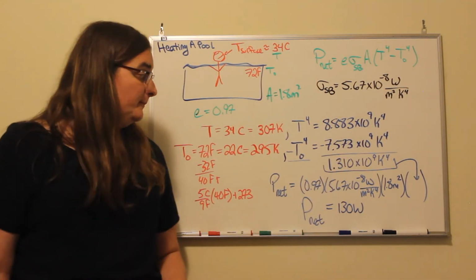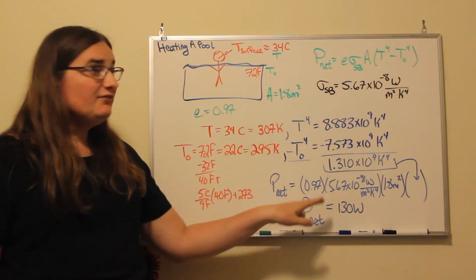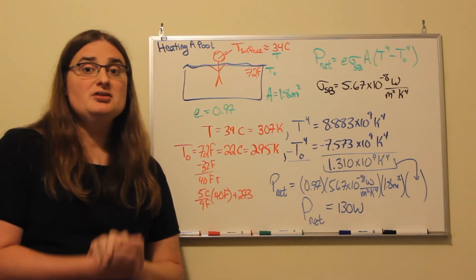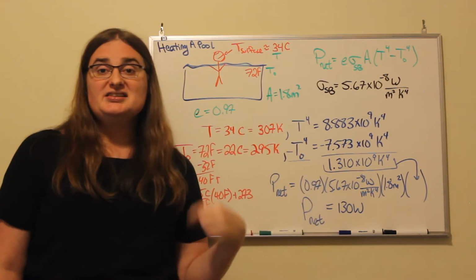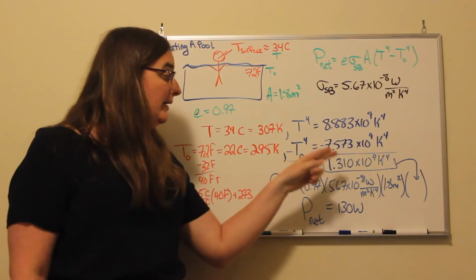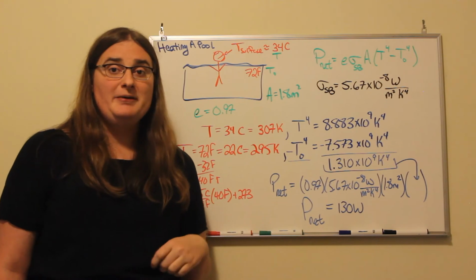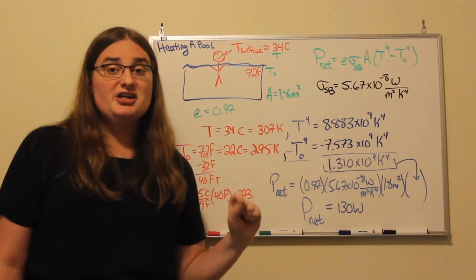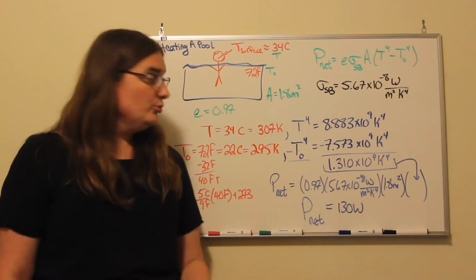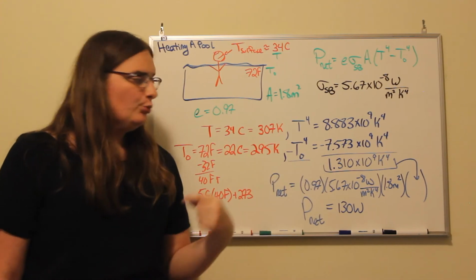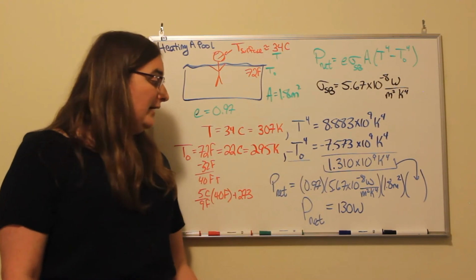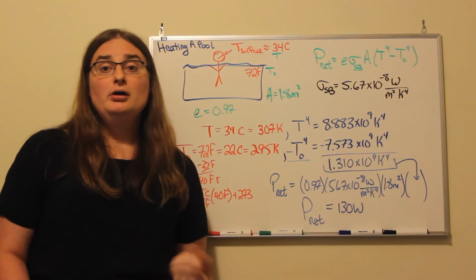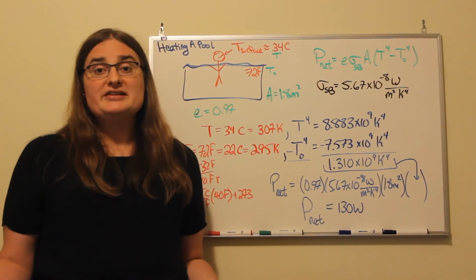So, if I plug everything into my power equation, my emissivity is 0.97 times 5.67 times 10 to the negative 8 watts per meter squared Kelvin to the fourth power times the surface area I mentioned of 1.8 meters squared times 1.31 times 10 to the 9 Kelvin to the fourth power. I get a net power of about 130 watts.